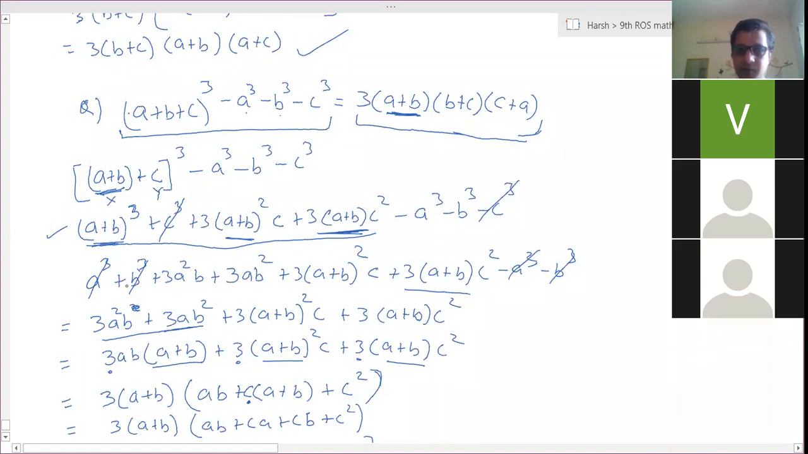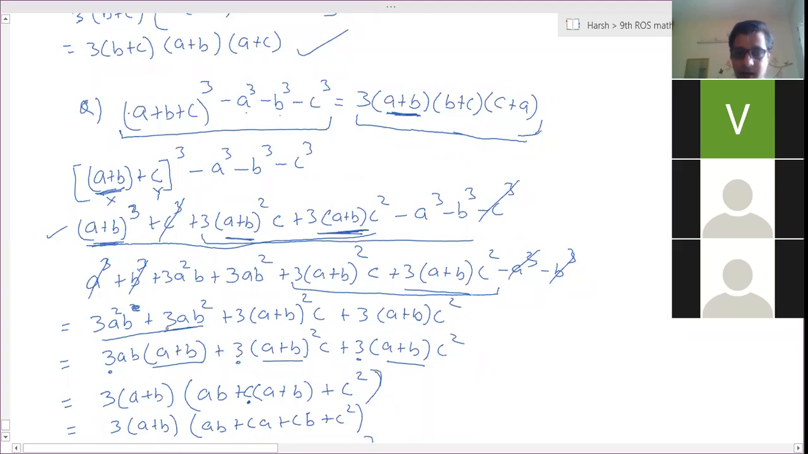Can we expand it? A cube plus B cube plus 3A square B plus 3AB square. And then we wrote this as it is, all this as it is. Correct? So a cube and b cube and minus a cube and minus b cube got cancelled. So what is left out?